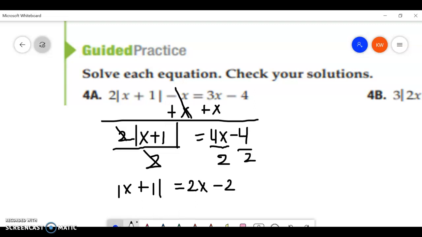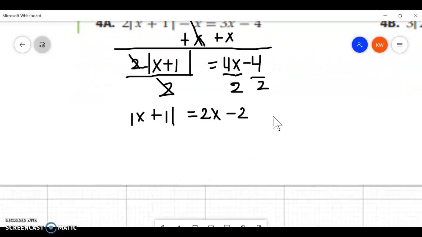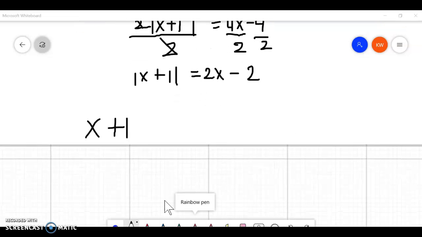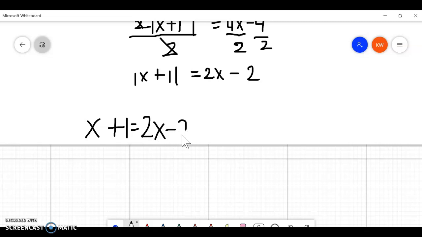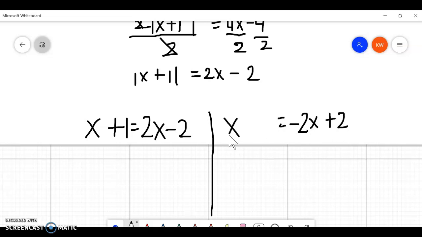Now that we have it like this, it's similar to what we had on example 2A. So we're going to separate into two possible answers. Our first is x plus 1 equals the positive version of our answer, which is 2x minus 2. By positive, I mean what's currently there. The negative version of our answer is switching the signs, so we'll have negative 2x and a positive 2. So x plus 1 is equal to both of these two things.